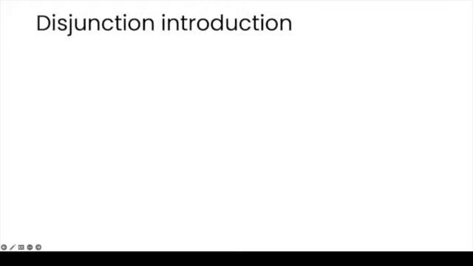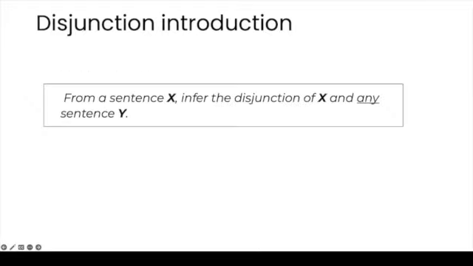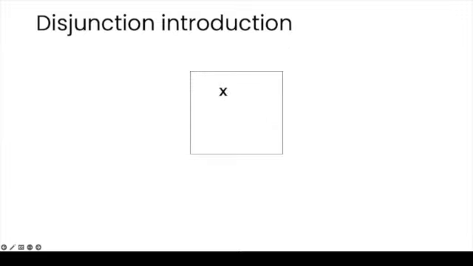Another rule is disjunction introduction, and is abbreviated as VI. It says that from a sentence X, infer the disjunction of X and any sentence Y. So if you have X, then you can infer X or Y. Likewise, if you have Y, then you can infer X or Y. This is because if one of the disjuncts is true, then it doesn't matter the truth value of the other disjunct. The whole disjunction is going to be true.